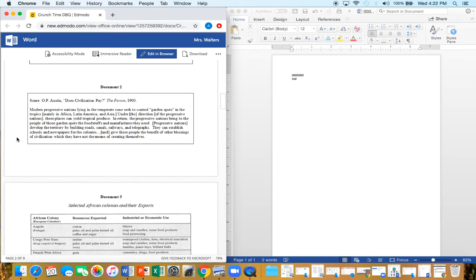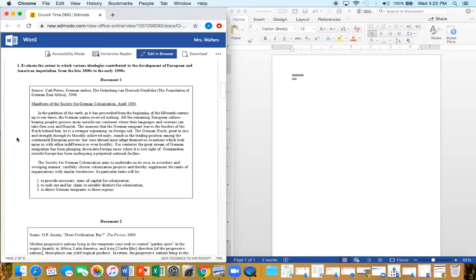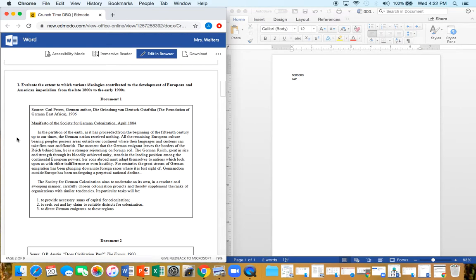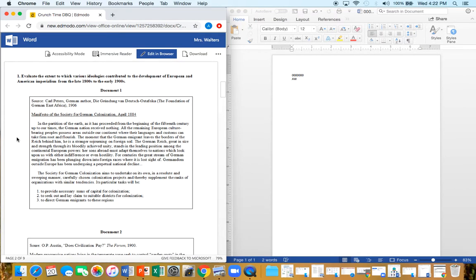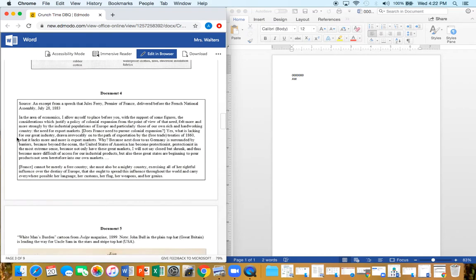There's like no source analysis for documents 2 and 3, so I would have to do document 1, a German author, and it's a manifesto of the Society for German Colonization. So he is a German. See, I don't even like that. Let me see what the other ones are.